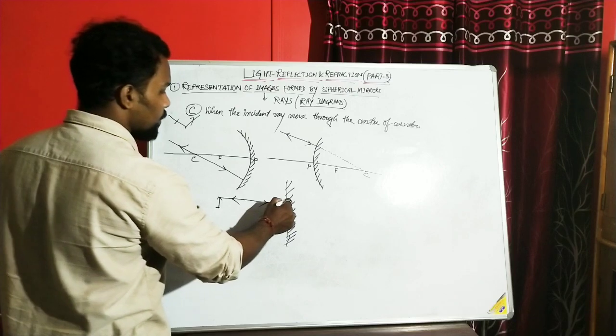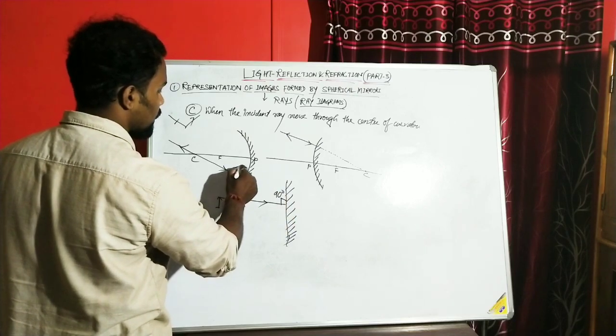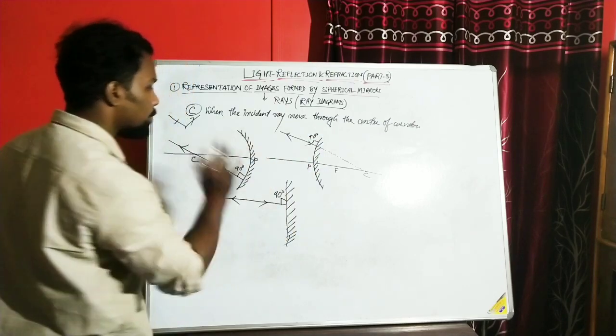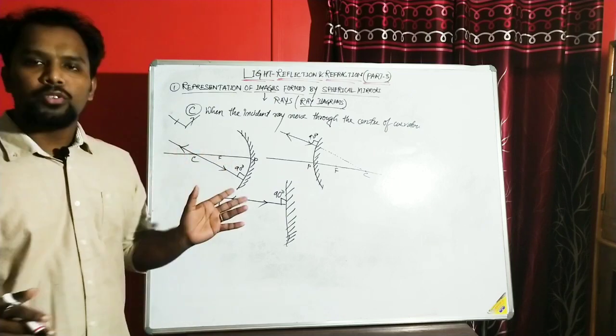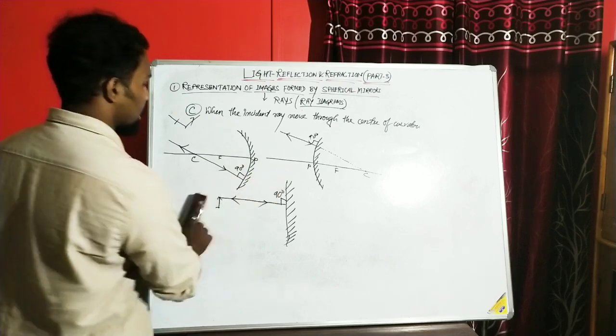Why is it actually happening? Because this angle is a 90-degree angle. That means this angle is also going to be 90 degrees. This angle is also going to be 90 degrees. This is the main reason. Okay, that's why it is happening. There may be a one mark question. Always remember that. Okay, this was the third case.